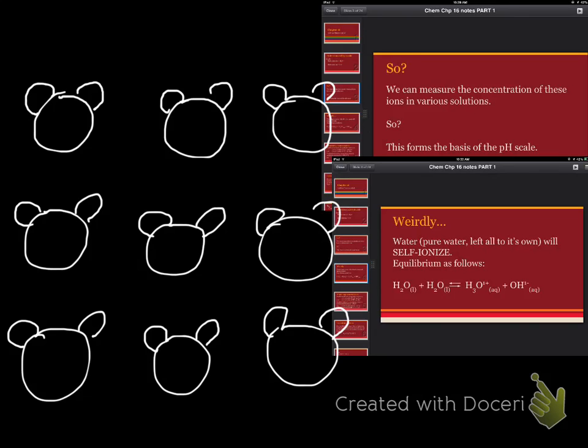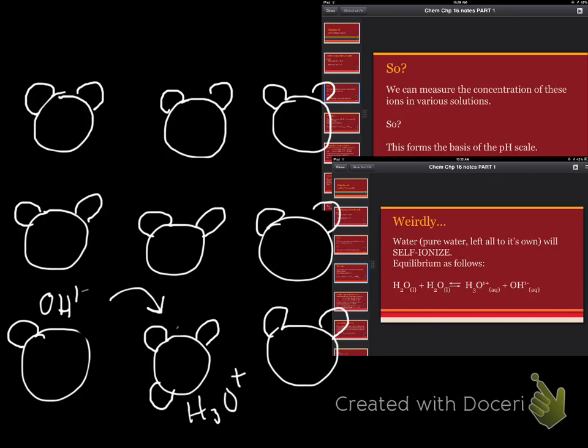some of these Mickeys will begin to behave strangely. Bad Mickeys. So, some of these Mickeys will lose an ear and give their ear to another Mickey. And then we have this situation. So we now have, what is this former Mickey? Why, it's a hydroxide ion. What is this former Mickey? Why, it's a hydronium ion.